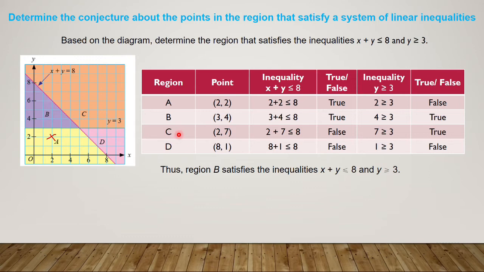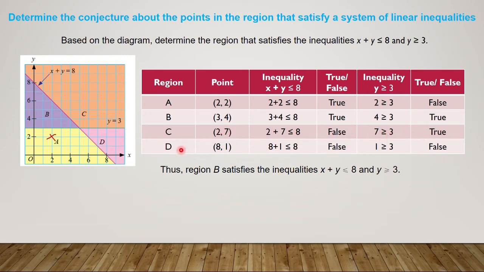And then for point C, point (2, 7), is it situated in the correct region? So 2 plus 7 is less than or equal to 8. It is false because it is 9. 9 is greater than 8. Okay, and then for the inequality y greater than or equal to 3, the value of y is 7, right, from here. So 7 is greater than or equal to 3, it is true.